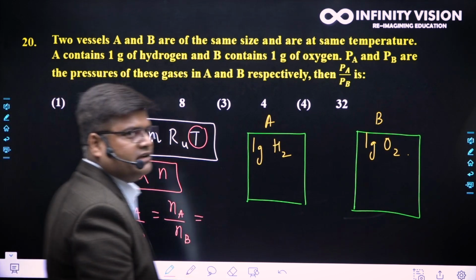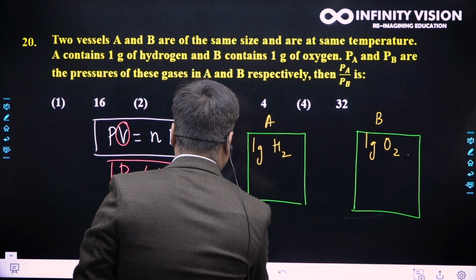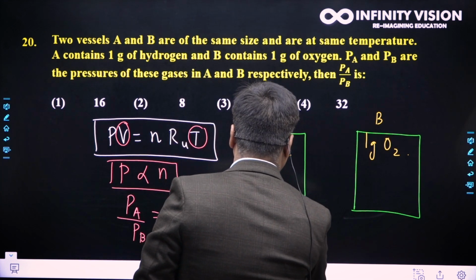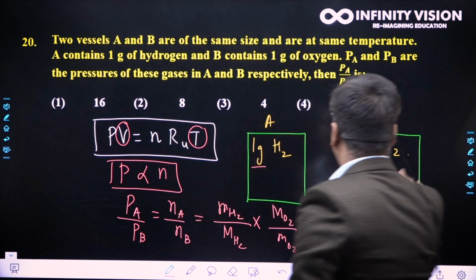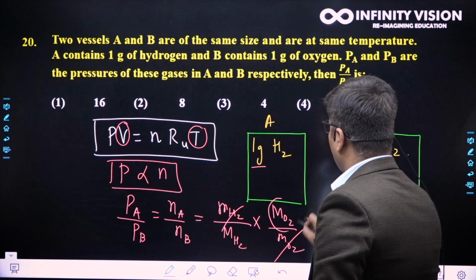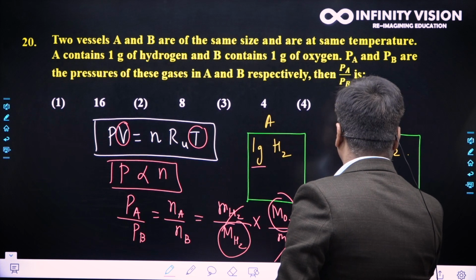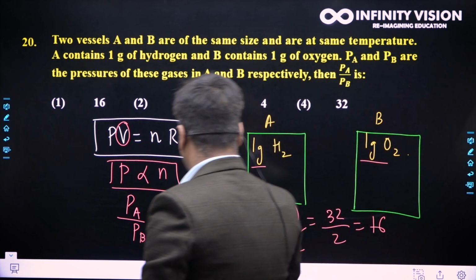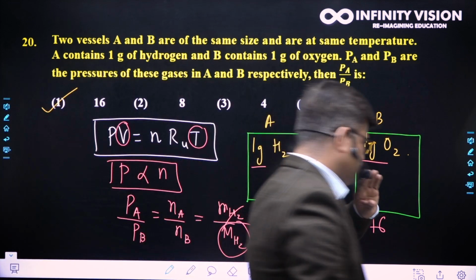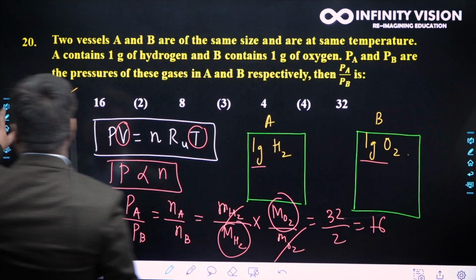Now the number of moles is the given mass upon molecular mass. So for A it is the mass of hydrogen upon the molecular mass of hydrogen, and for B the mass of oxygen upon the molecular mass of oxygen. In both containers the mass is the same, so they cancel out. Ultimately we are left with the molar mass of oxygen over the molar mass of hydrogen, which is 32 by 2, and it will be 16. So the answer will be option number 1. Very simple question based on the ideal gas equation. The correct option is option number 1.